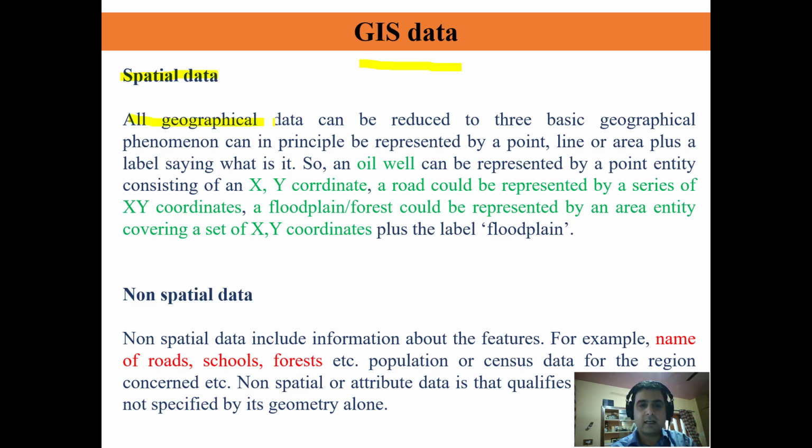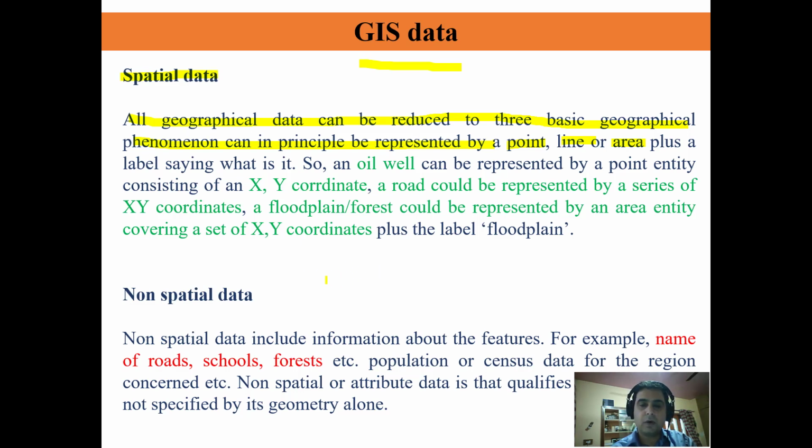all geographic data that exists on the earth can be reduced to three basic geographical phenomena, can be in principle represented by three things, that is point, line and polygon. If you have any oil well, it can be represented by a point. If you have any house, it can be represented by a point. If you have an electric pole, it can be represented by a point. If you have a tree, it can be represented by a point.